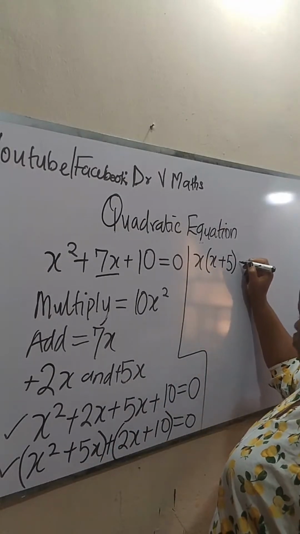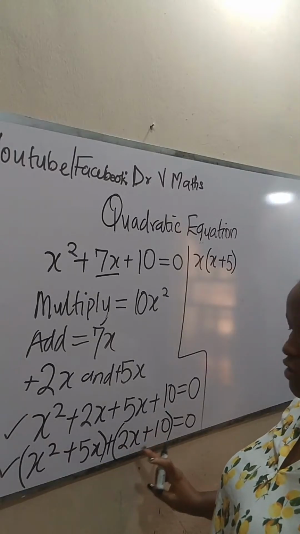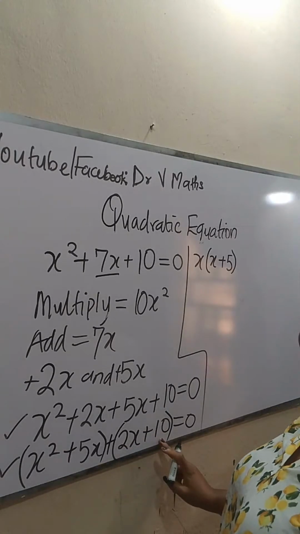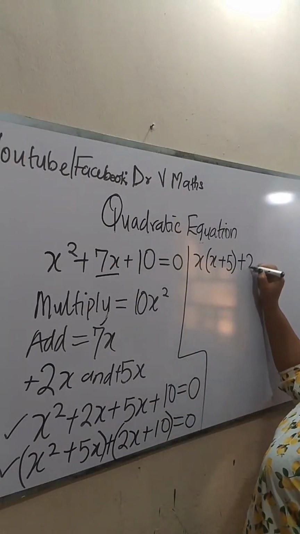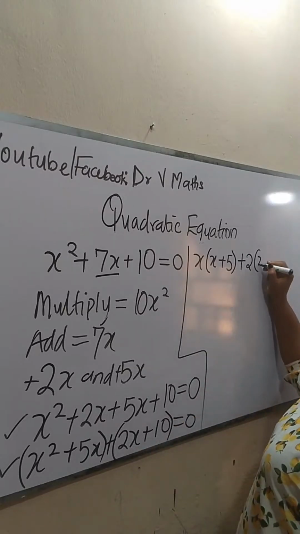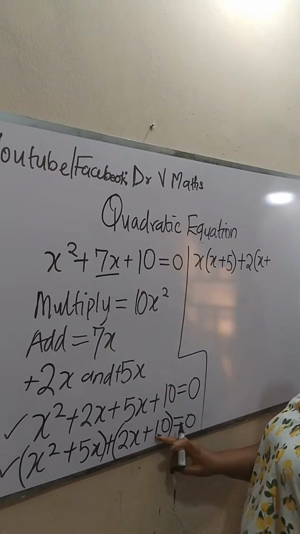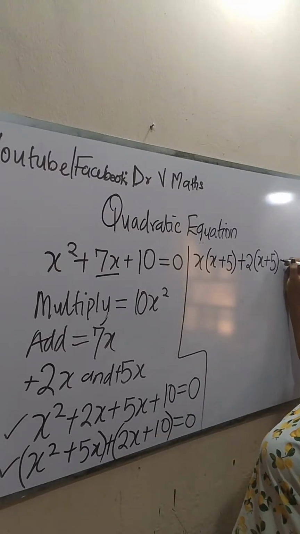We now take 2x plus 10. 2 can divide 2x, and 2 can divide 10, so 2 is common. We factor out plus 2. Then 2x divided by 2 gives us x, and 10 divided by 2 gives us 5. And it's all equal to 0.